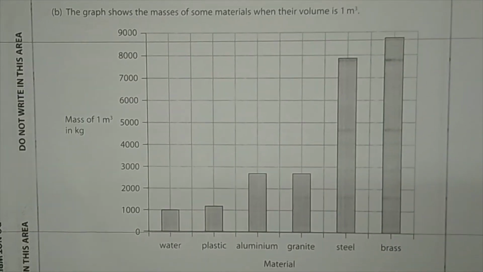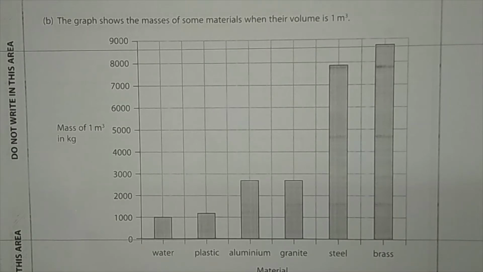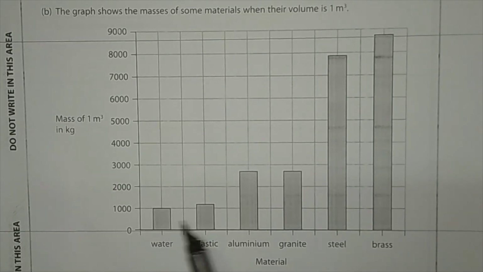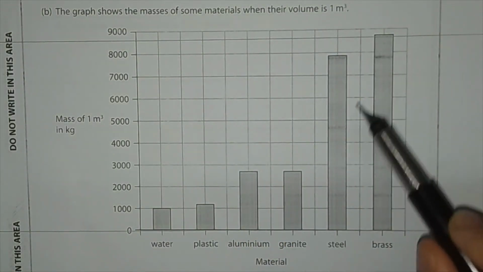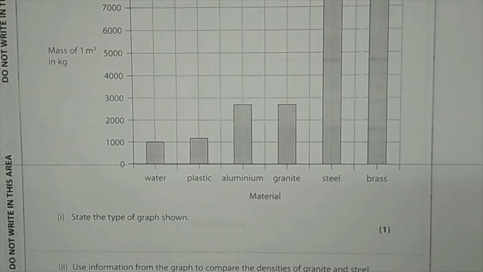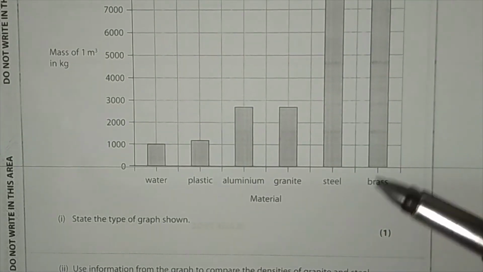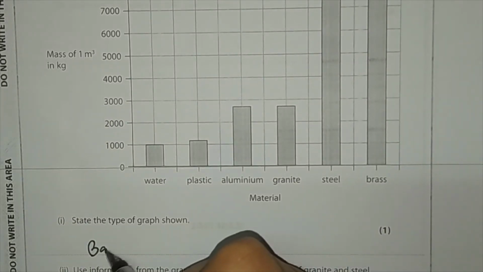Question 4, part B. The graph shows the masses of some materials when their volume is 1 meter cubed. So you can see the graph over here. These are the materials, these are the masses, and the volume of each of them is 1 meter cubed. Part 1. State the type of graph shown. You can write histogram, but we will be going by bar chart.